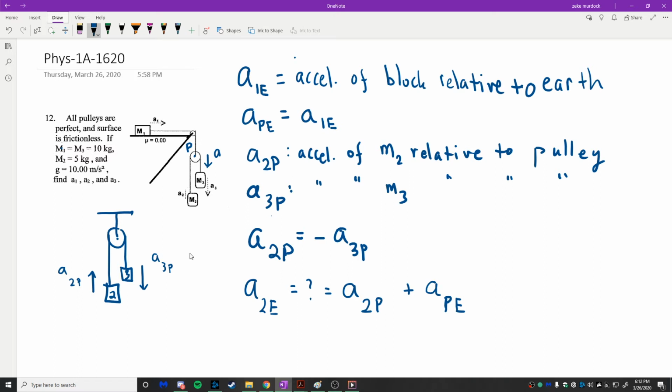The P's kind of, in a way, merge together and cancel, if you want to think about it like that. But this will tell me the acceleration of block 2 relative to the Earth. And in the same way, we can find the acceleration of block 3 relative to the Earth. That one is equal to the acceleration of block 3 relative to the pulley plus the acceleration of the pulley relative to the Earth. Do these equations make sense? And do you guys have any questions?